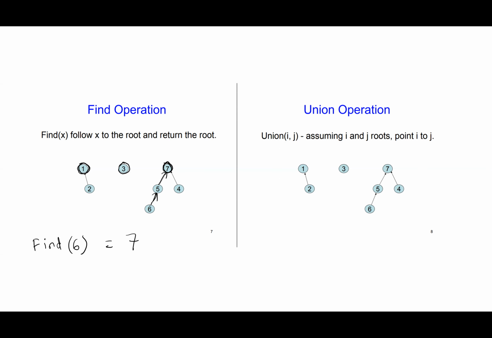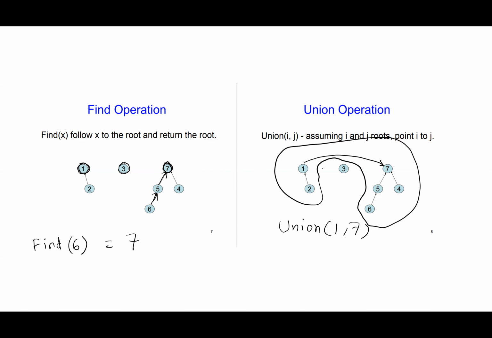And the union operation is, suppose you have union i, j, then assuming that i and j are roots, point i to j. This is the simple way of doing union. So if someone says union 1, 7, I will just point 1 to 7. Now these all become one set, and 3 remains a different set.